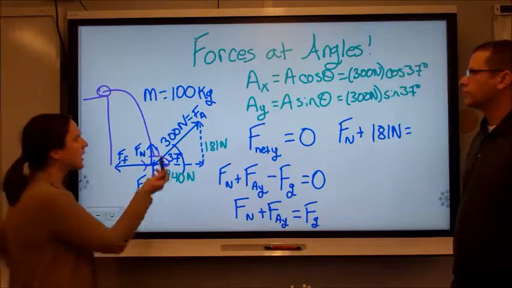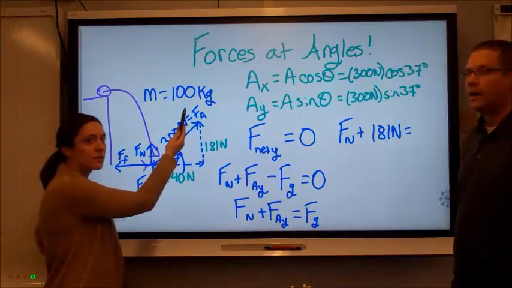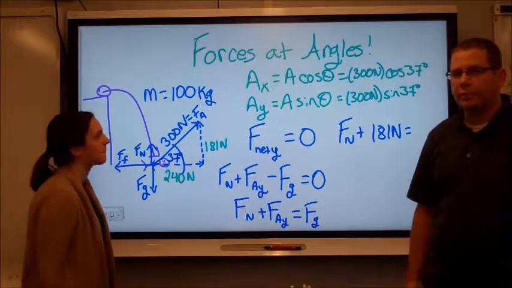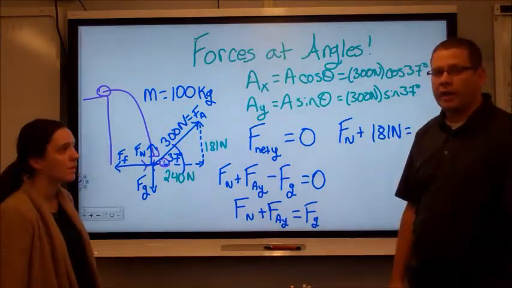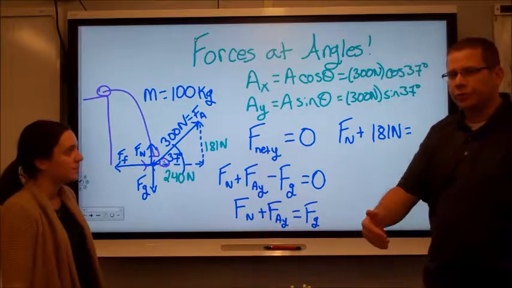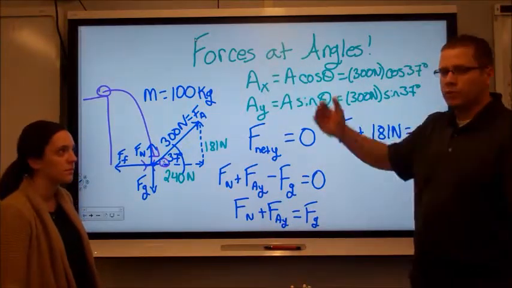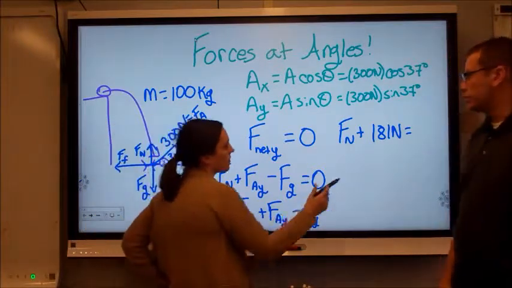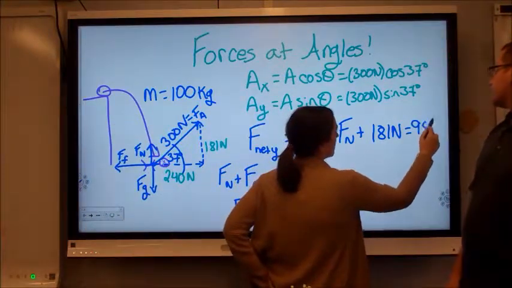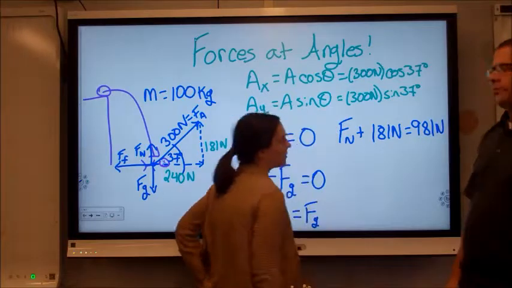Now, is this 100 kilograms his weight? Common mistake for a lot of people. 100 kilograms is not weight, it's mass. So how do you find weight if you're given mass? Take your mass, multiply it by 9.81. So, we picked a nice easy number, 981 newtons.